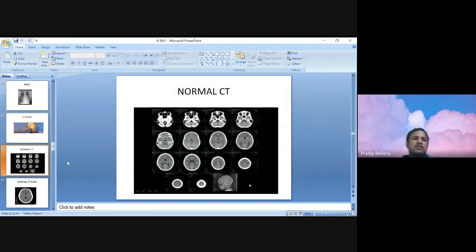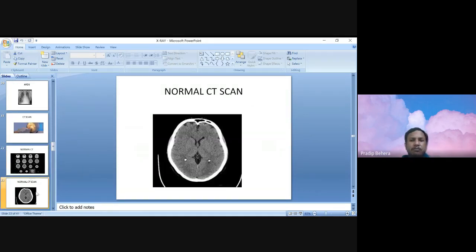So here, in a normal CT scan, this is the skull, and as in X-ray, we describe it as radiolucent and radio opaque. So the shadows that are radiolucent are more black, and the radio opaque are more white.